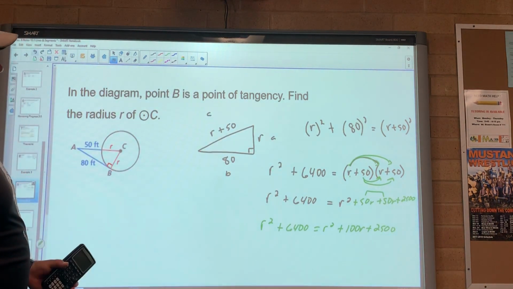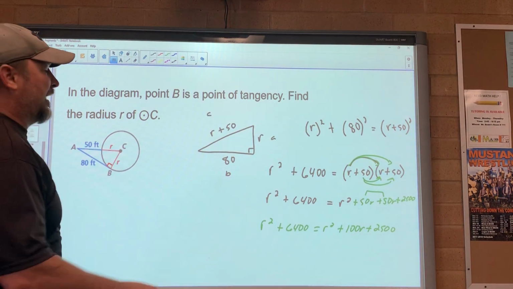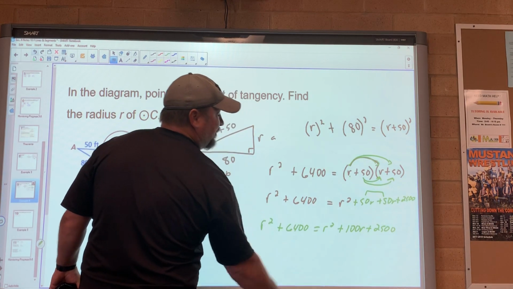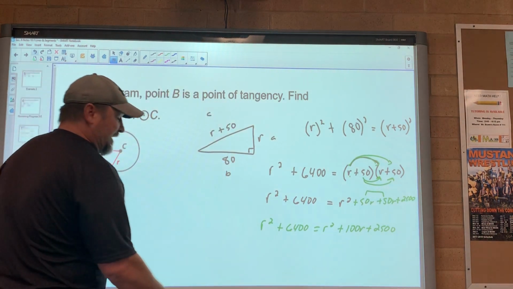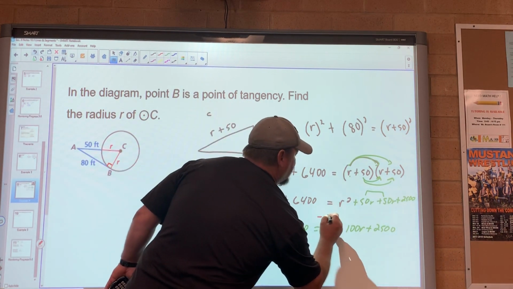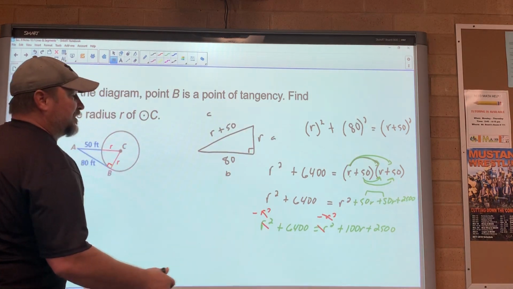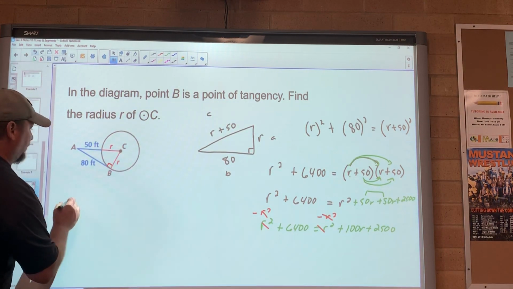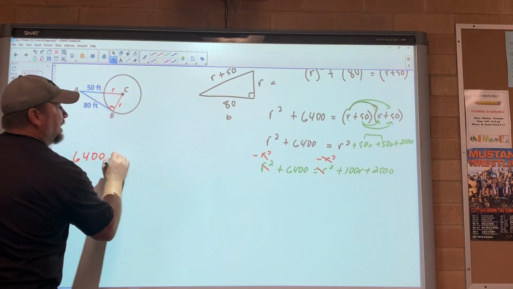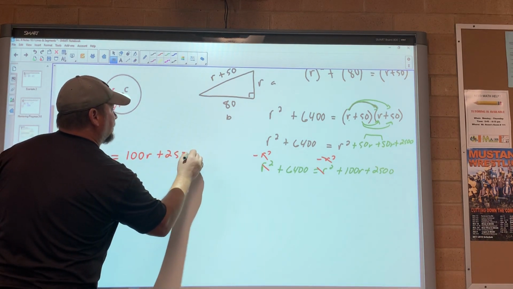Okay, now we have R's and R squareds on both sides. Anytime you have the same thing on one side of the equal sign as on the other side, they're gonna just end up canceling out. Because watch, minus R squared, cancel, cancel, cancel, cancel. So they just went away. So I'm gonna bring my whole problem over here now. 6,400 equals 100R plus 2,500.